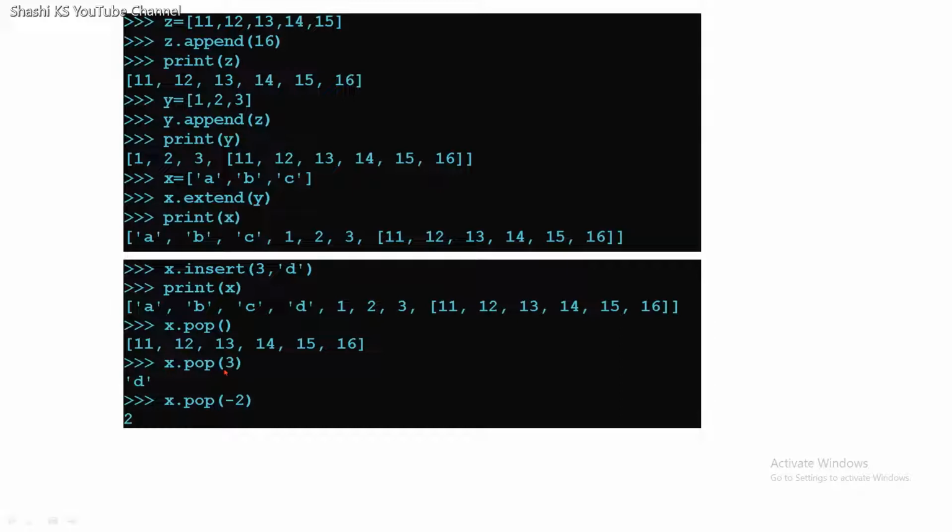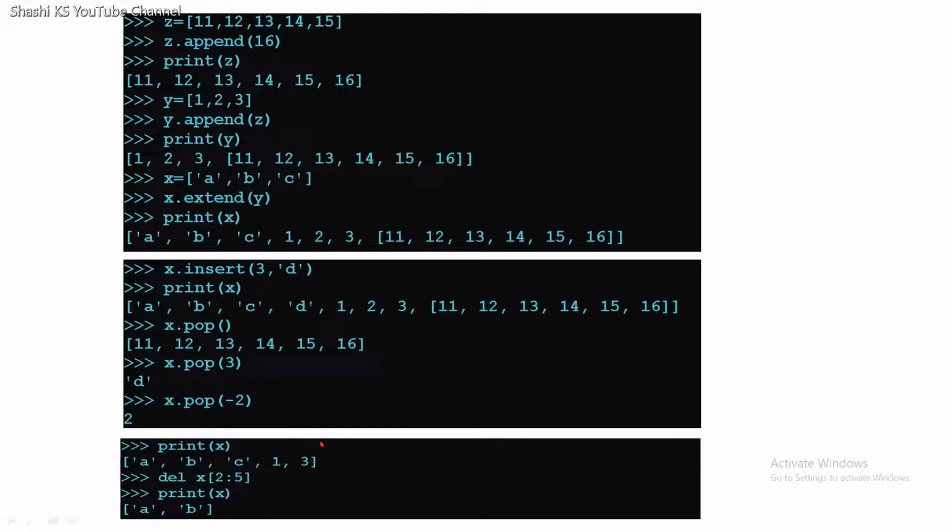Next, I say X.pop(3). Here, I have mentioned the index of the element which has to be deleted. So 0, 1, 2, and 3. At index 3, I have the element D, so that is deleted and returned by the pop function. Next, I say X.pop(-2), which means the second element from the last. The list 11 to 16 is already deleted, so the last element is 3, and the second element from the last is 2. So 2 is deleted and returned by the pop function. When I finally print X, I get the elements A, B, C, 1 and 3 in the list.